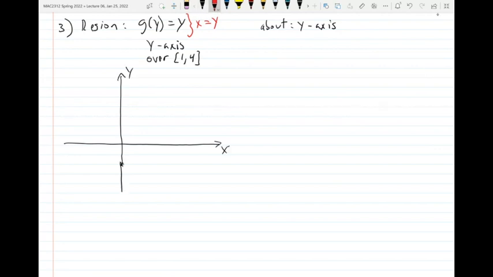So as x equal to y, so here is g, that's g of y equals y. Then the y-axis, and then from 1 to 4. Again, everything is happening on the y-axis, right? So 2, 3, 4. So that's the region that we are rotating, and we are rotating about the y-axis.